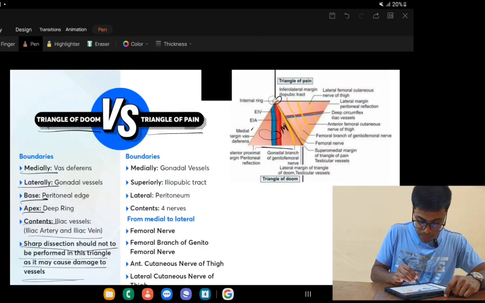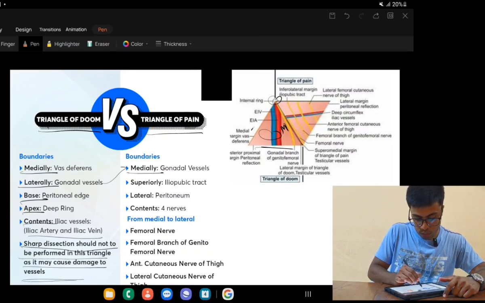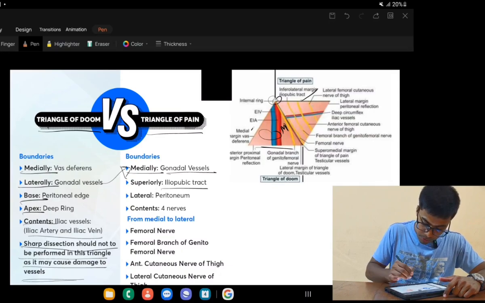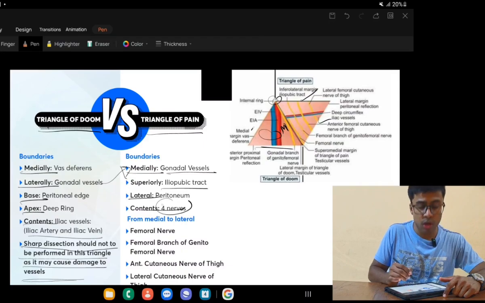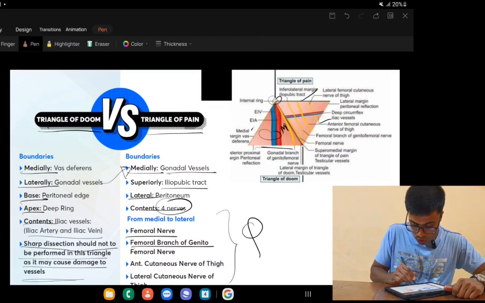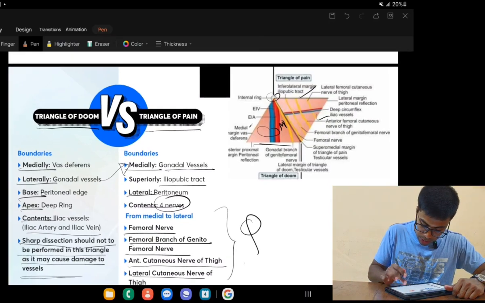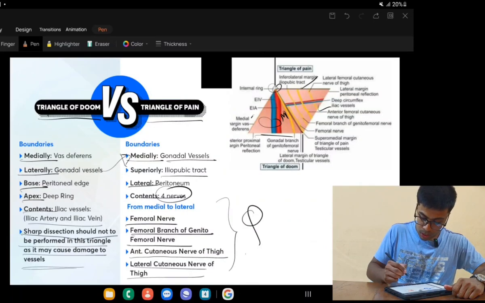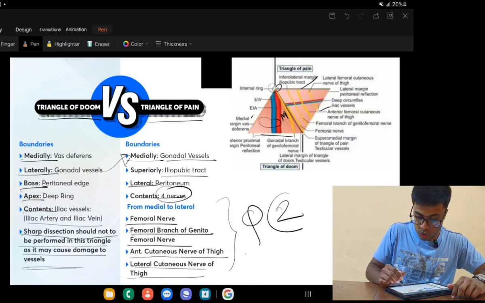Now coming to the triangle of pain. The lateral border of the doom becomes the medial border of this triangle of pain, that is the gonadal vessels. Superiorly we have the iliopubic tract, and laterally the peritoneum. Contents are four nerves, and this can be the question: the femoral branch of the genitofemoral nerve, the anterior cutaneous nerve of the thigh, and the lateral cutaneous nerve of the thigh. So this can be the question. So, two questions, two MCQs.